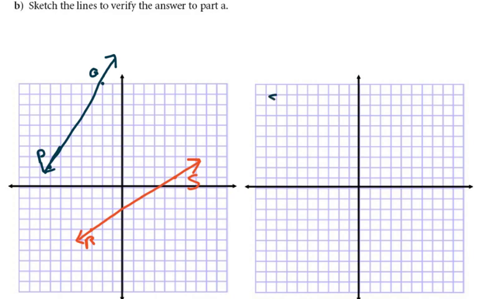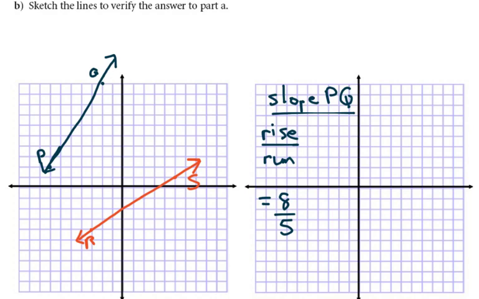So if we go back to PQ, I'll just work on the second graph, we don't need it. So the rise over run from P to Q, we rise by 8. We run by 5. And we can't reduce that, so we'll leave it as 8 over 5. Do the same thing for R and S. We need the rise and the run. The rise is 5. The run is 8.